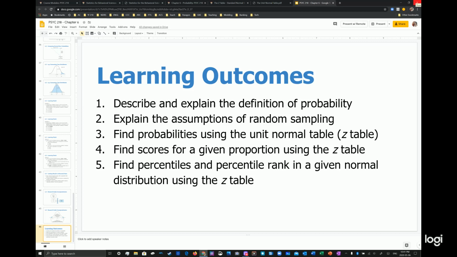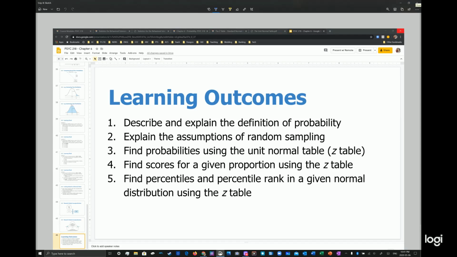So again, that's it. We've covered our 5 learning outcomes. We have explained and described the definition of probability. We have explained the assumptions of random sampling, along with the replacement formula of how we can make sure everyone gets an equal chance of being selected to be a part of the sample from the population. We can find probabilities using the unit normal table of z-scores now. We can find scores when we're given a proportion of the distribution, again using the z-table. And then we're able to find percentiles and percentile ranks, as well as transforming x-scores into z-scores to help us find those things, percentiles and percentile ranks, using the z-table.